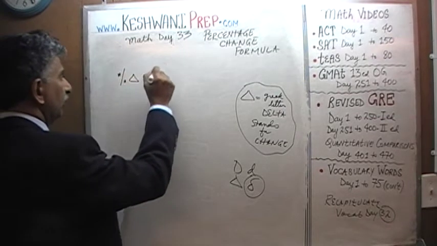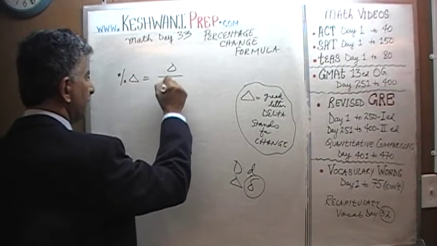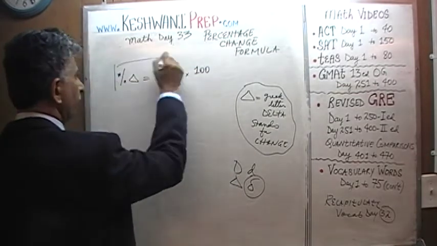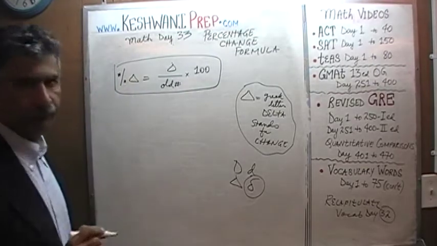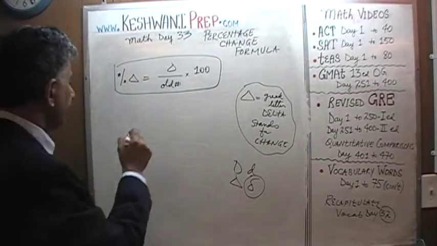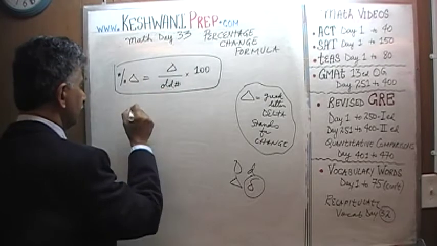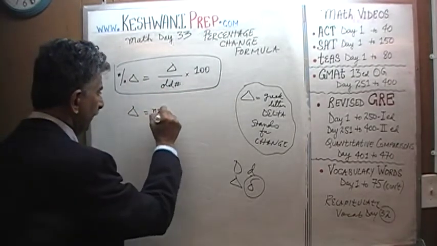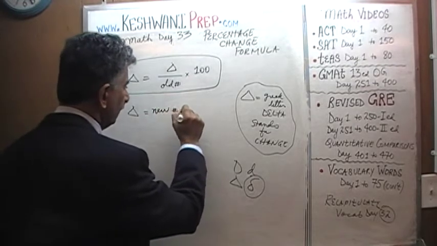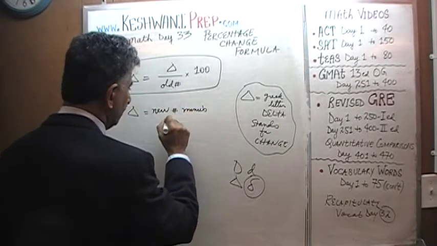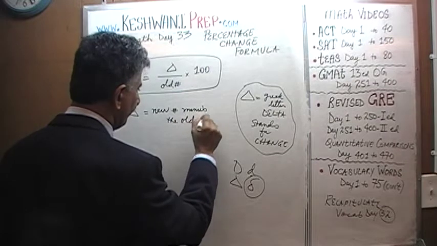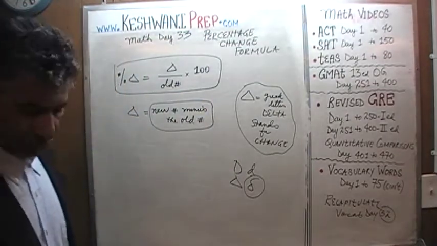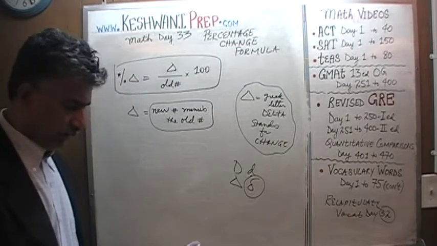Percentage change is equal to the change divided by the whole number times 100. That's what it is. That's all we need to know. Now the question is, how do we define our change? Change is defined as the new number minus the old number. That's how we define the change. Keep that in mind.